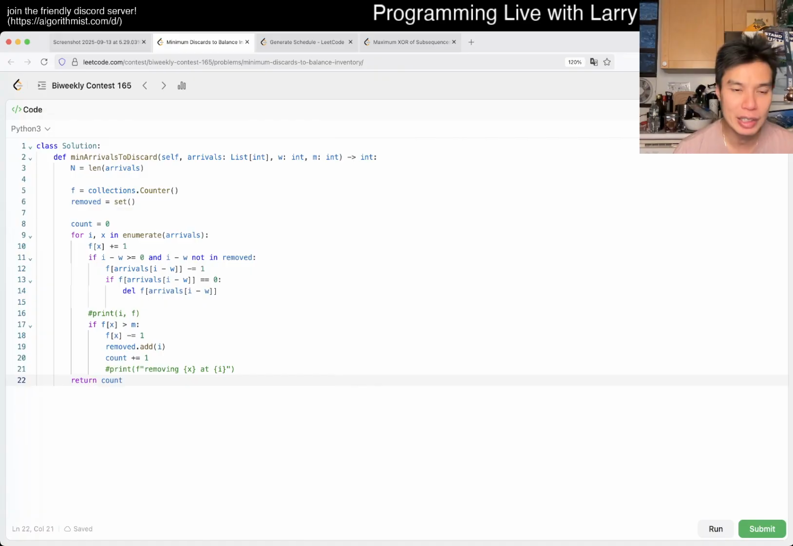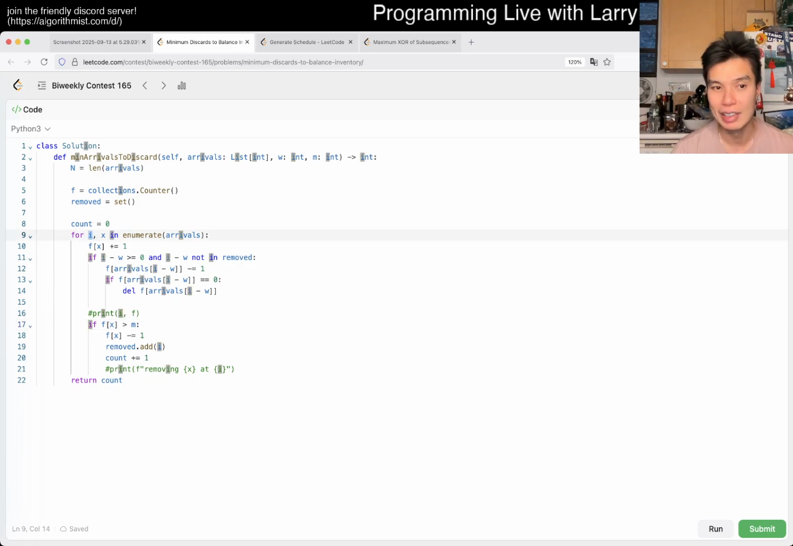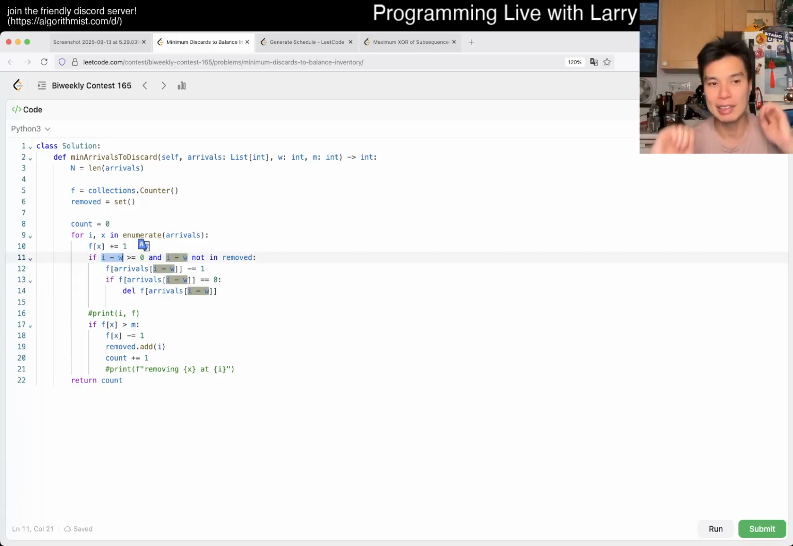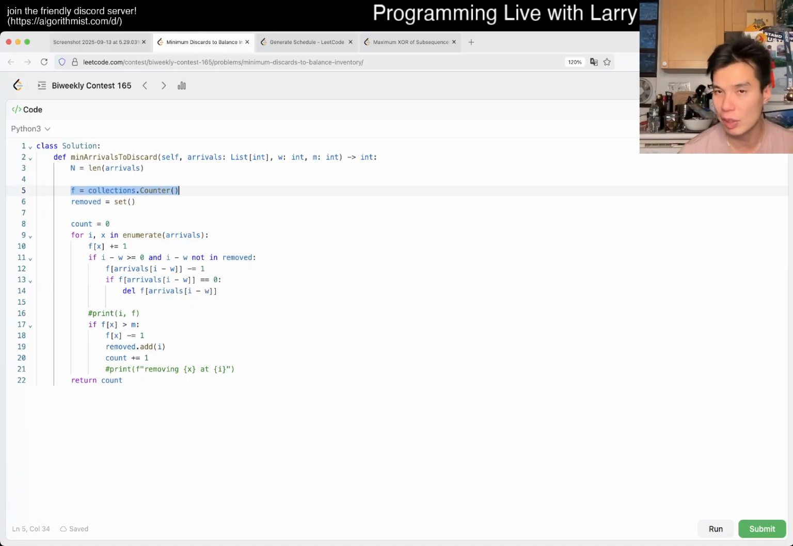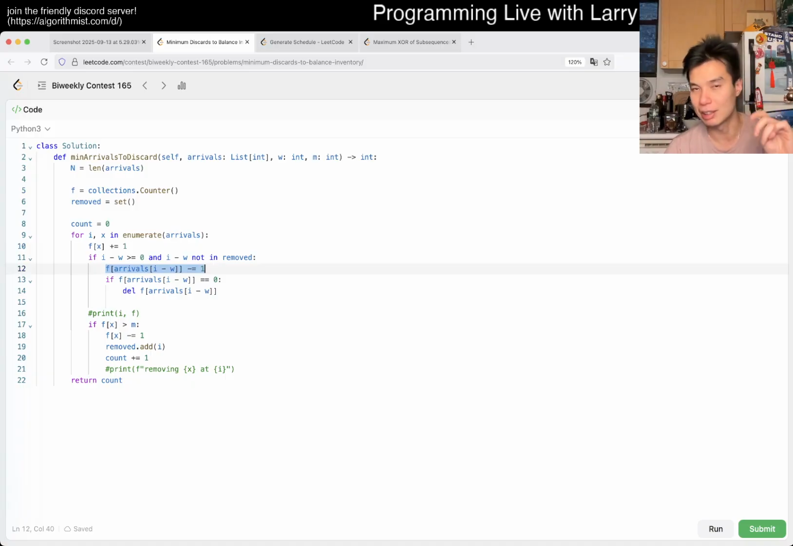But the idea here, let's first go over the sliding window part, right? The sliding window is just pretty straightforward. You insert the number at index I, you remove the number at I minus W. That's sliding window. And inside each window, you keep track of the frequency. Keep in mind that the frequency can only change in two ways, right? One is the number you just added, and the other is the number that you just subtracted.